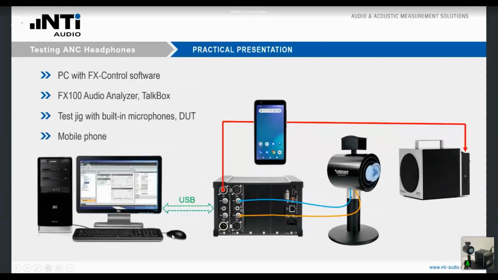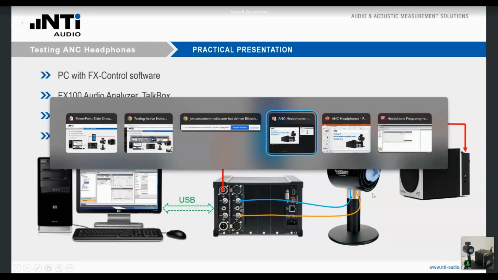So right now, here I'm at the point where I'm going to show you in practice how this looks like. You see it's almost the same setup as shown schematically before. We have an analyzer, which is controlled by a PC via this FX control software. Then the FX100 is connected to the talkbox, which is my reference sound source. Flat frequency response. I have here the test jig with an artificial ear, and the internal microphones are directly connected to the inputs of the analyzer. In addition, I have a mobile phone that allows me to control the device under test that I'm going to put now in the artificial ear of my test jig.